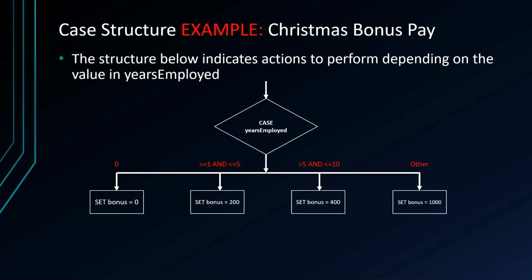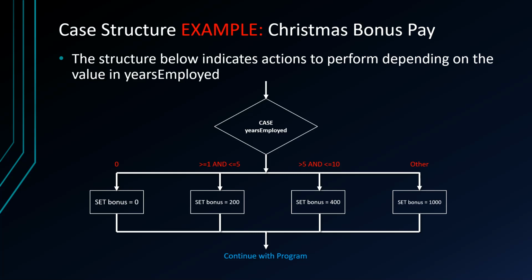If you've been working there anything outside of that, so that means 11 or greater, then you get $1,000. But either way, when they're all said and done, whichever option it went into, they all link back up and carry on with the rest of the program. So we have to look at the 4 different comparisons here and how we would write that in code. What does that actually mean? Well, the first one, for example, is saying if years employed is exactly 0, then set bonus to 0.